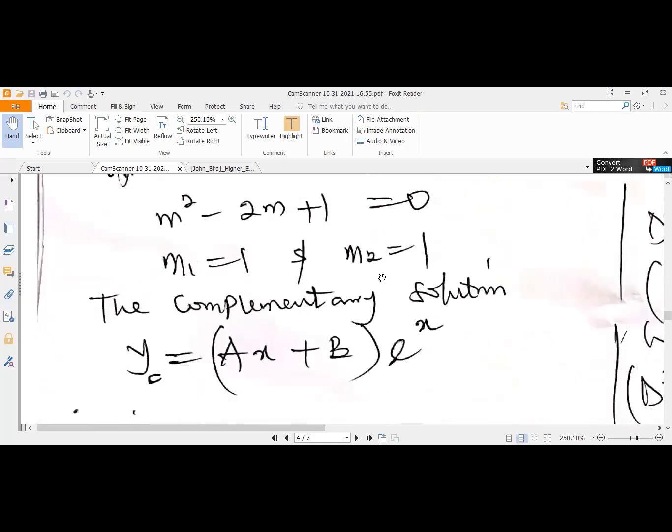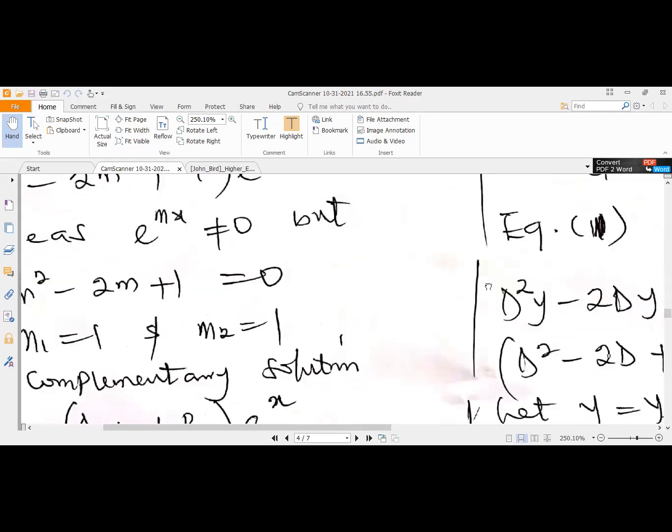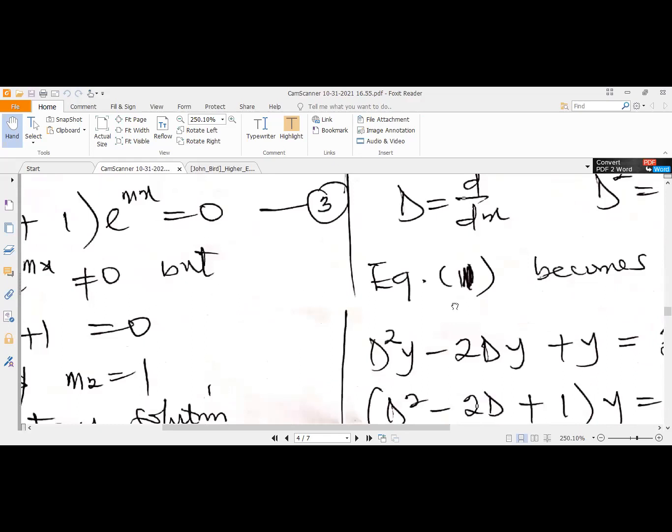Let's proceed now. What is now the complementary solution? The complementary solution is (Ax plus B) in a bracket multiplying by exponential mx. You know, m is 1, then you have exponential 1x. Now, you notice that here I've added x to A. x is multiplying A. Why? Because I don't want to obtain a trivial solution. So the next thing now is that we need to focus on the second aspect.